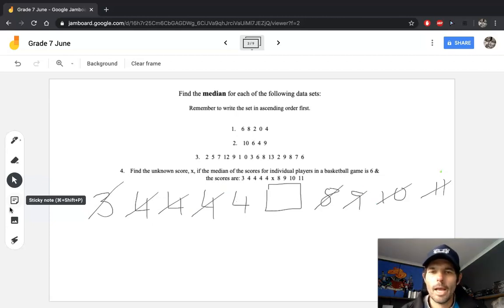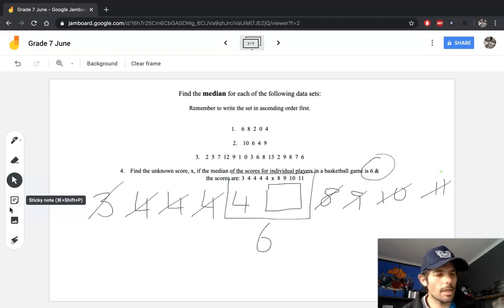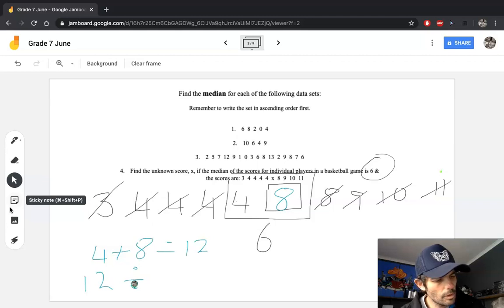Okay, and we know that the average of these two numbers needs to be 6, as they've told us that in the question. So what do I add to 4 and then divide it by 2 to get 6? And you're quite correct if you had said you need to add 8, because 4 plus 8 is equal to 12, and then 12 divided by 2 is equal to 6. Okay, so your missing entry is going to be the number 6.